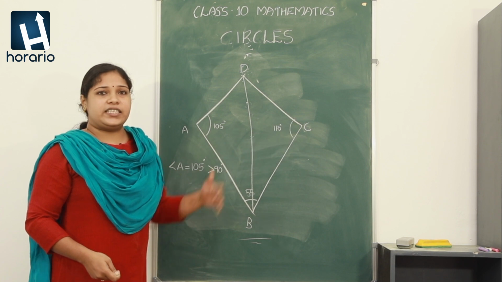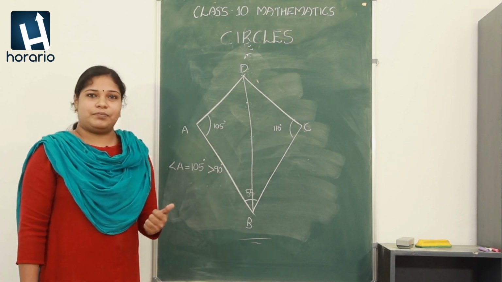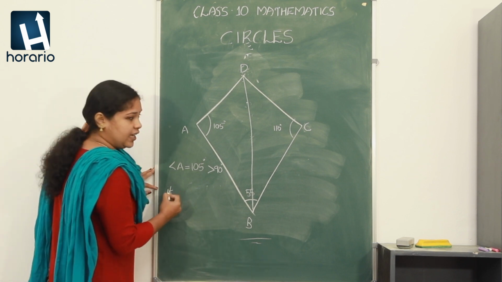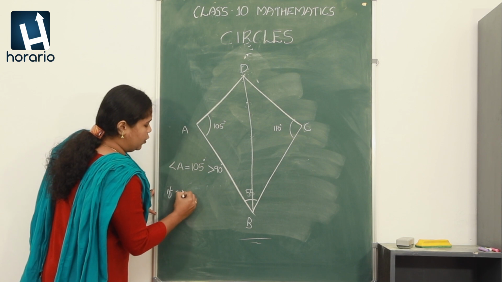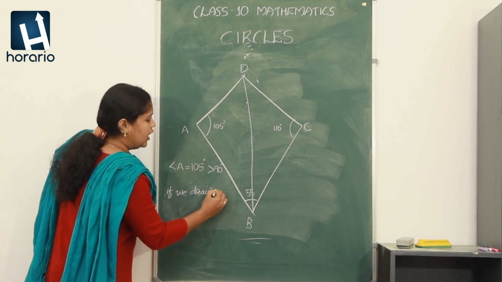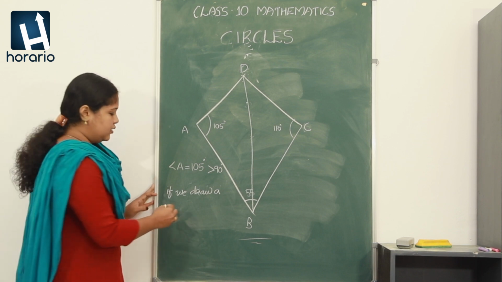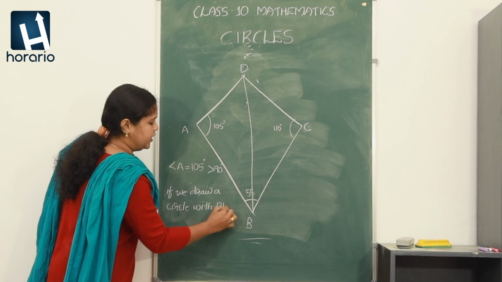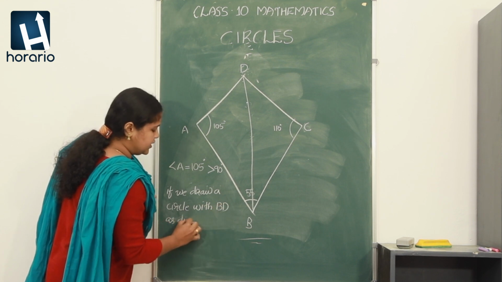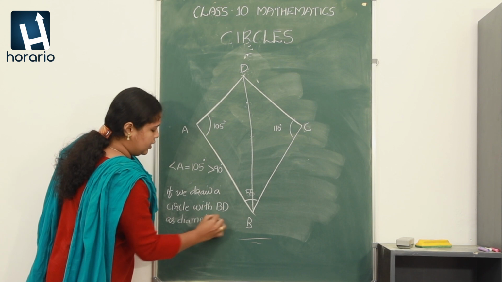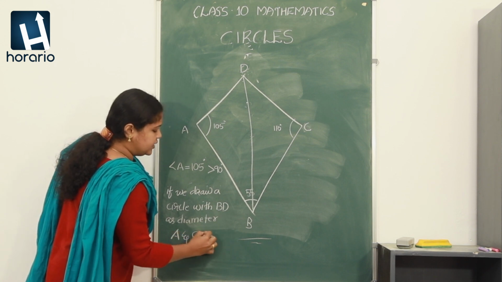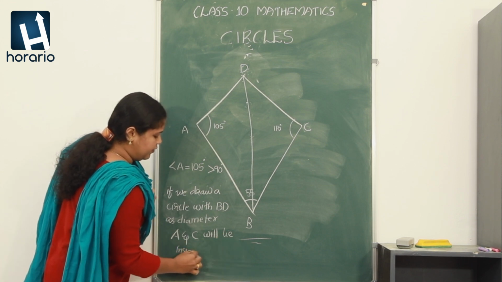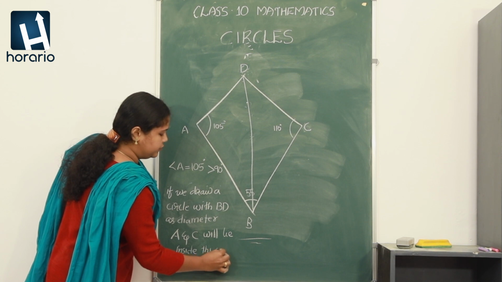Now, what about the point C? It is also lying inside the circle, since its measure is greater than 90. So, we can write the answer. If we draw a circle with BD as diameter, A and C will lie inside the circle.